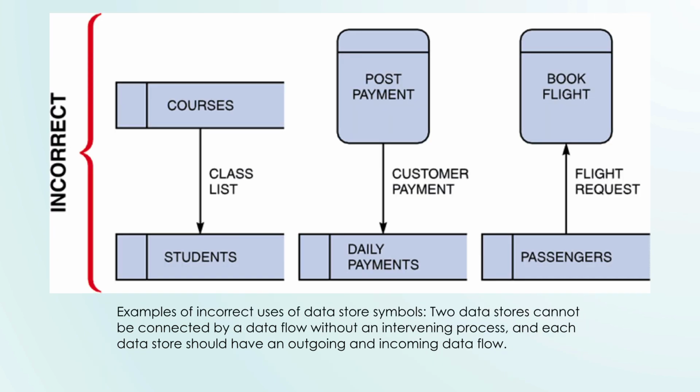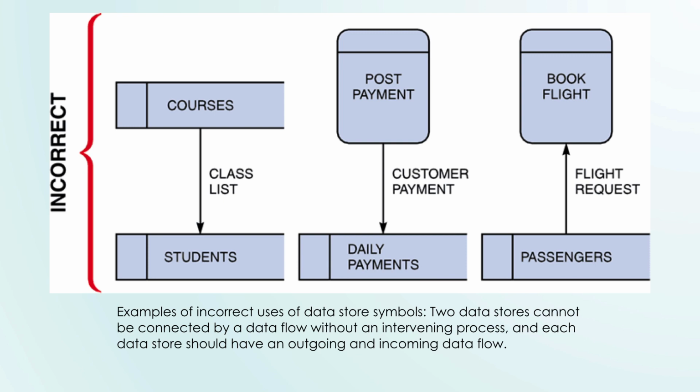Okay, so in this example, it shows the incorrect way to use the data store. Let us see the first example, course and students data store. Why is it incorrect? Because the data that is produced from one data store is the input to another data store. So this is the wrong way.